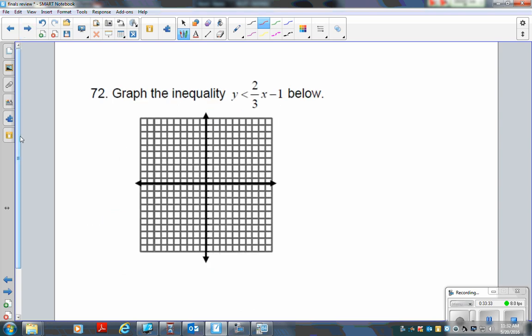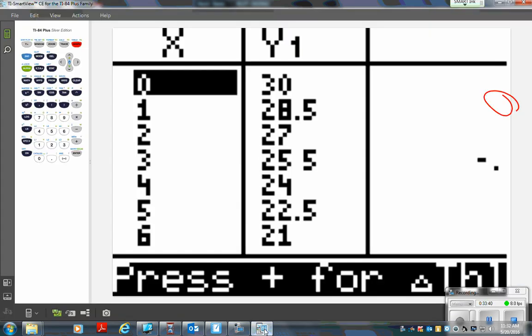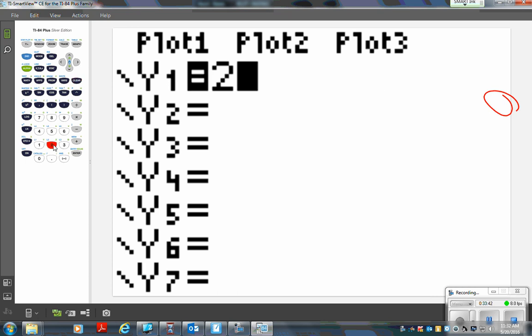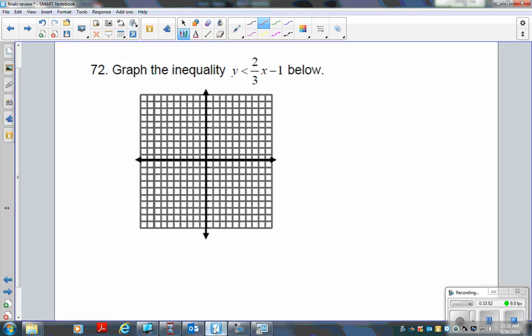Whenever you graph an inequality, you just plug into the calculator and get a couple of numbers. That's 2/3 x minus 1. And all I need is 2 numbers. So 0, -1, and 3, 1. Now this says less than. It doesn't have a solid line under it, so I'm going to use the dashed line. And for less than, you shade the lower portion. Less, lower.